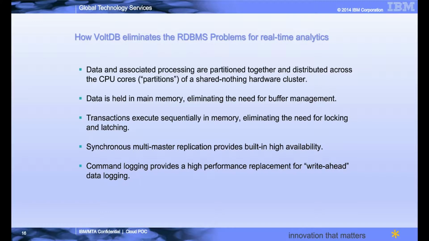So typically, data and associated processing are partitioned together and distributed across the CPU cores. That is a kind of partitioning that fulfills a shared-nothing architecture. The data is held in main memory, eliminating the need for buffer management, and the transactions, as I told you in the previous slide, can be accomplished through this VoltDB platform, and they execute sequentially in memory. And it supports synchronous multi-master replication also, which ultimately gives high availability.